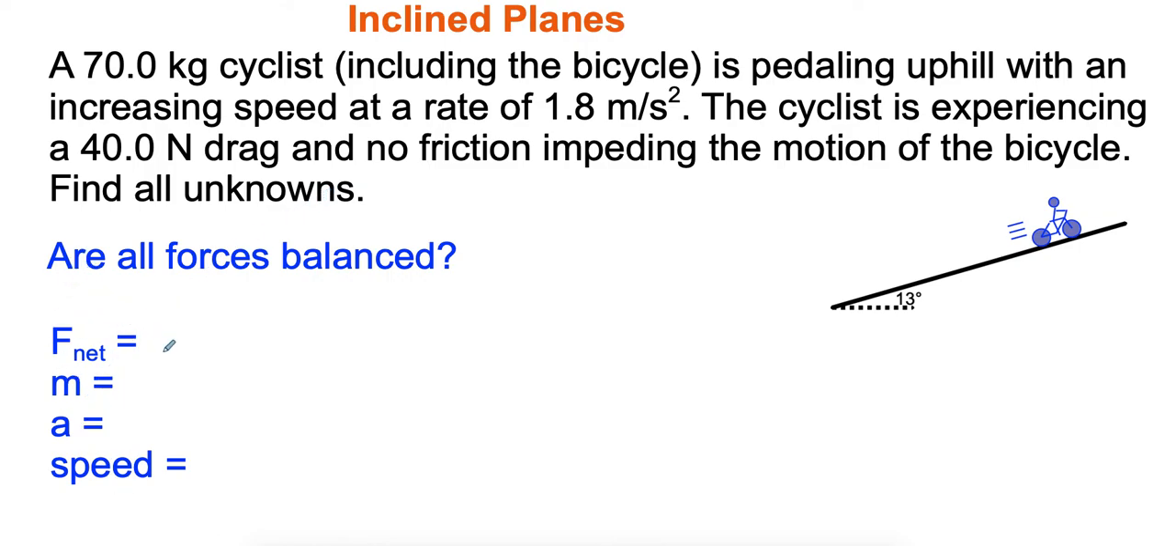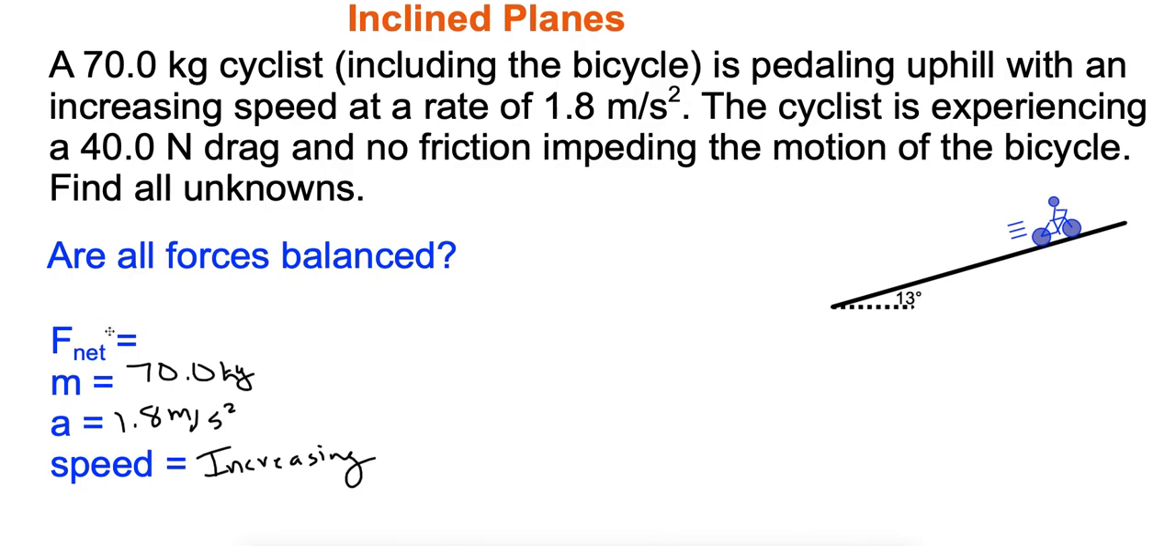Okay, so we have 70.0 kilograms for the mass. We have an acceleration of 1.8 meters per second squared. Net force, we're going to have to figure that out. And speed, we want that to be either increasing or decreasing. So we know that this person is increasing speed because it says so in the problem. So we need to find the net force.